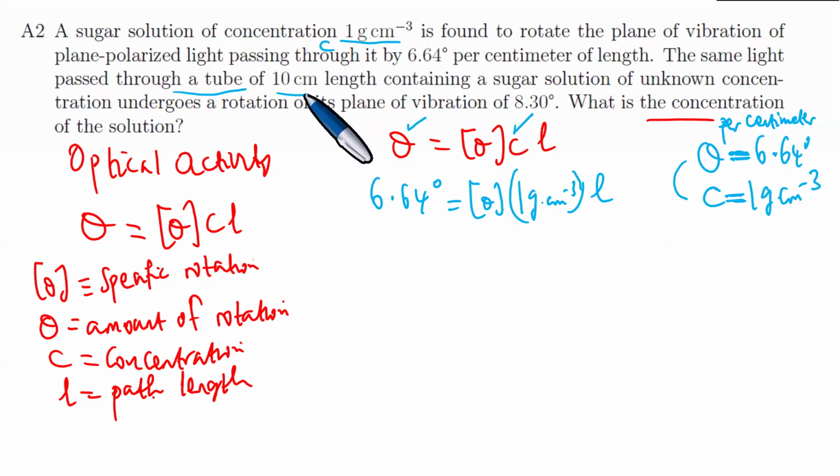Okay. 10 centimeters length, containing a sugar solution of unknown concentration, undergoes a rotation of its plane vibration of this. Right, so same thing. Now you have another case, and now it is passed through a tube of length that. So, okay, I want us to analyze this and then say the tube is of length 10 centimeters. And then, right, containing a sugar solution of unknown concentration undergoes a rotation of its plane vibration of this one. So you are speaking about the plane polarized light.